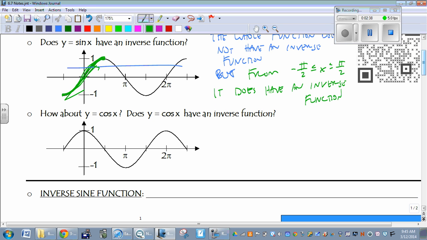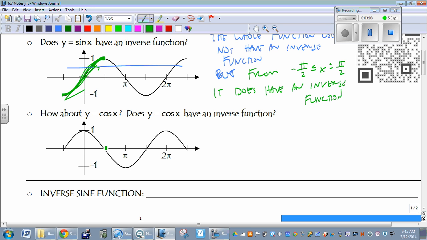Cosine is similar. There's no inverse function of the whole thing, but if we look at part of it, we can make it work. Not the same part though. From negative pi over 2 to pi over 2, that doesn't have an inverse function, right? Because it goes from increasing to decreasing. Remember how we talked about monotone functions: if a function is monotone, just increasing or just decreasing, then it has an inverse function. Well, this one increases and decreases, so it's not monotone for that part.